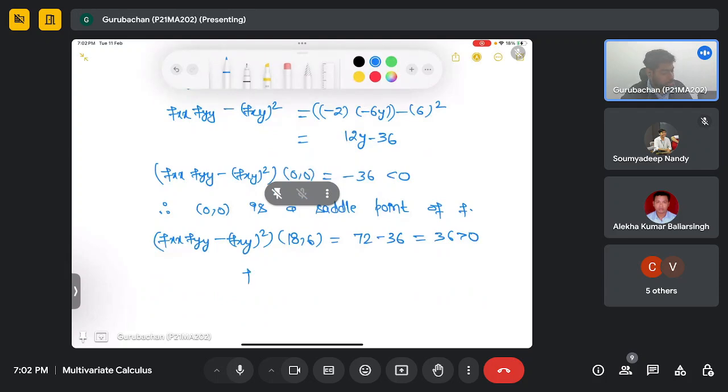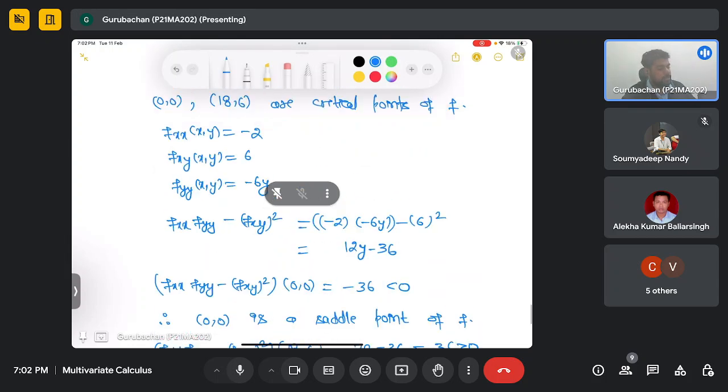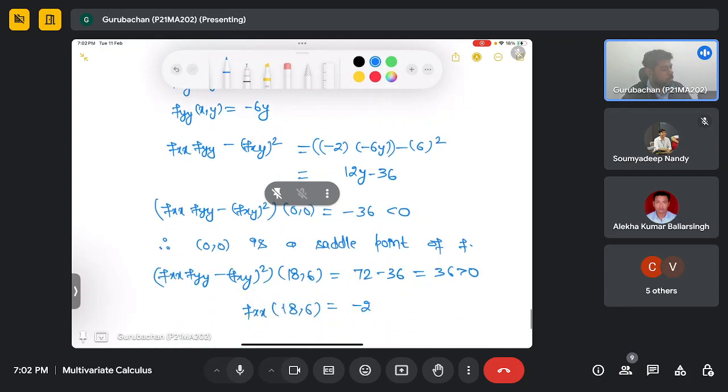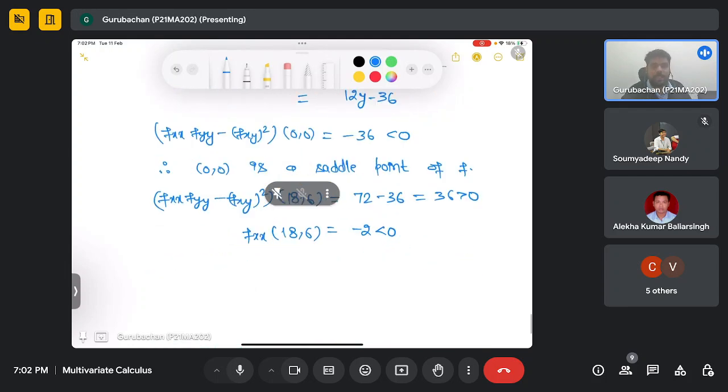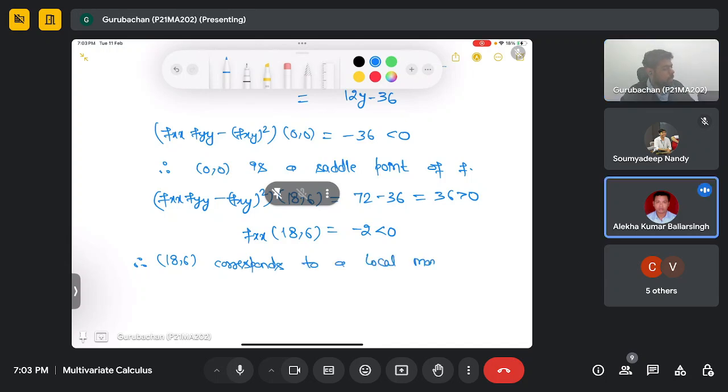Now we need to check the sign of the double derivative of x at x. So 18 minus 6. Since it is minus 2, independent of any variable, this is negative. So we can say by again the second derivative test that (18, 6) corresponds to a local maxima.